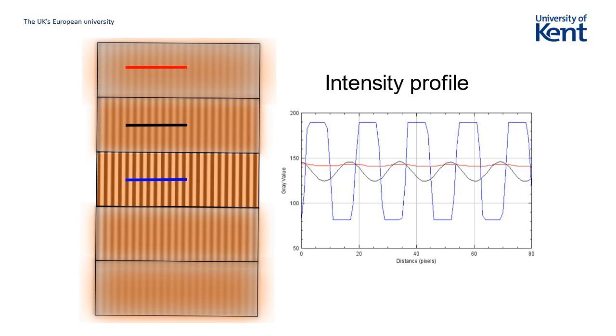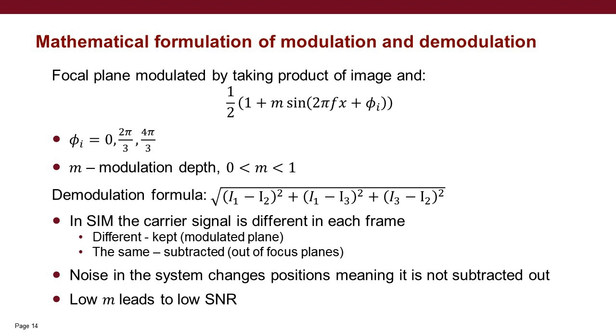The first step is that this focal plane is modulated by taking the product of the image and this formula here. All that means is we've projected line pairs where F is the spatial frequency, so how many line pairs per unit length. M is the modulation depth, which is, roughly speaking, the difference between the highest peak and the lowest peak, where 1 is perfect modulation and 0 is no modulation. The greater the modulation, the greater percentage of that plane will be reconstructed in the final image. Phi is our phase, and that's 0, 2 pi per 3, or 4 pi per 3. So they're either not shifted at all, shifted a third of a period, or 2/3 of a period.